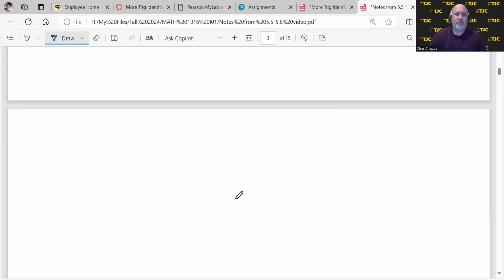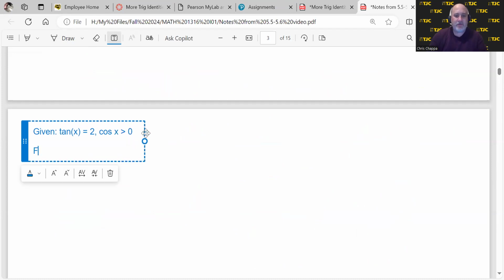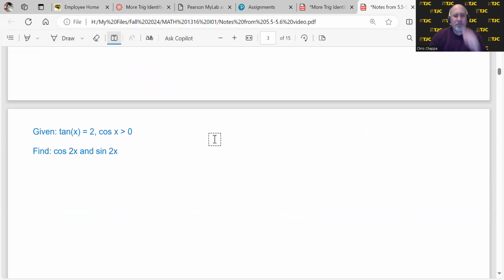Let's take a look at it. Given tangent of x is equal to 2 and cosine of x is greater than 0. I believe it said greater than 0. I'll check real quick. Yes. And we're being asked to find cosine of 2x and sine of 2x. All right, so this is going to be pretty straightforward.